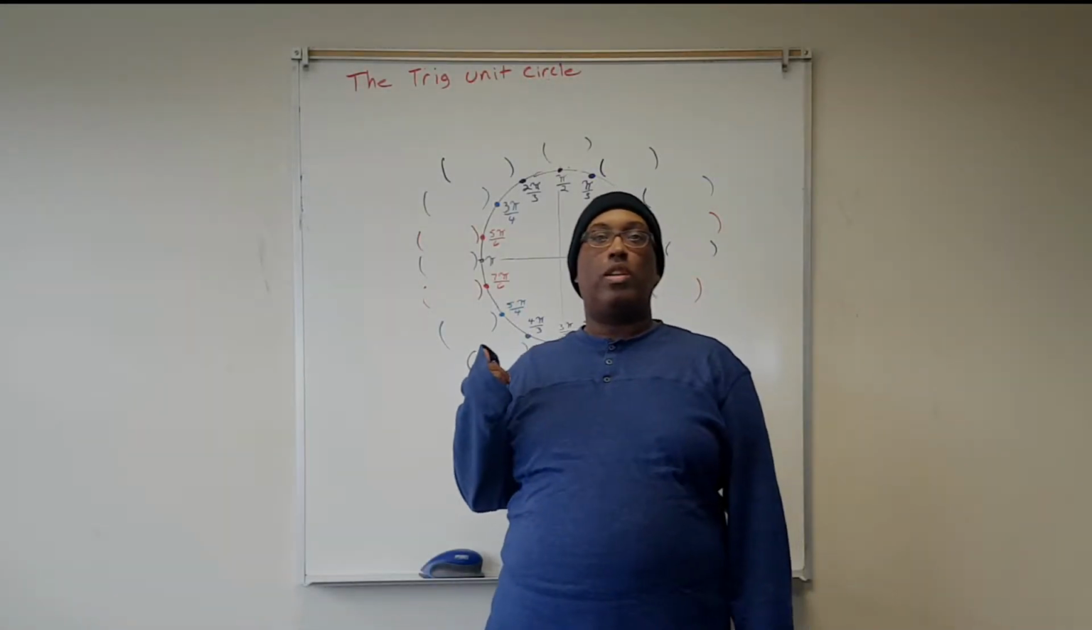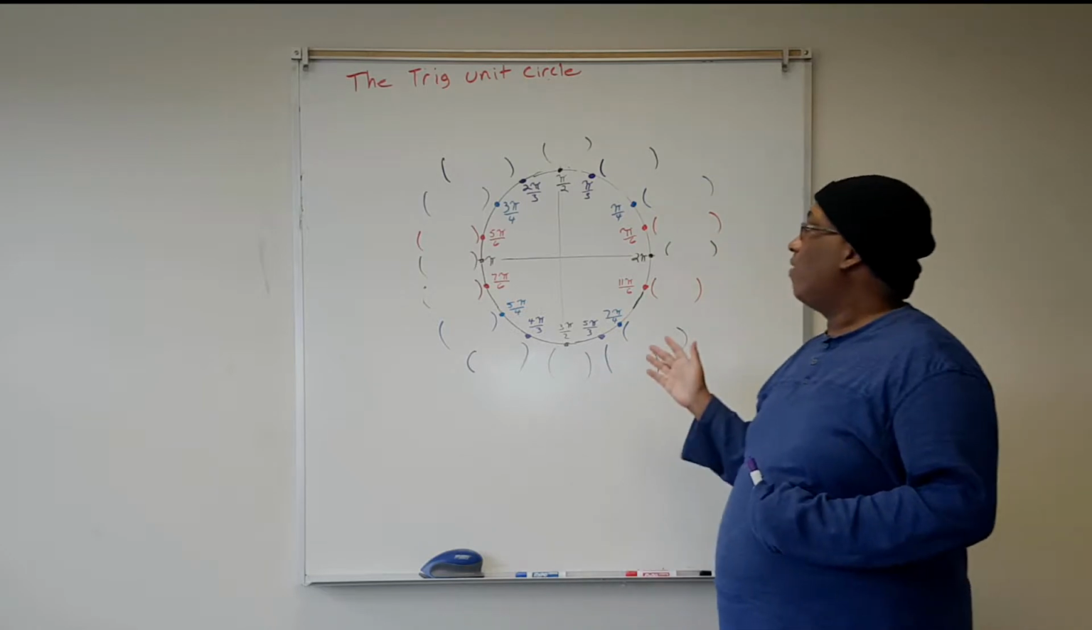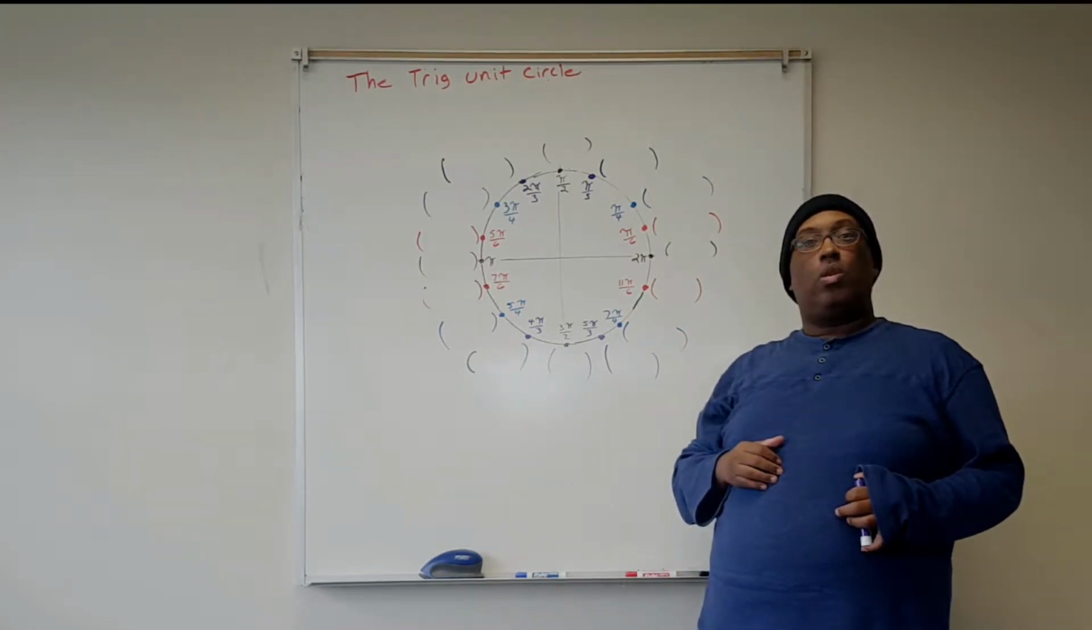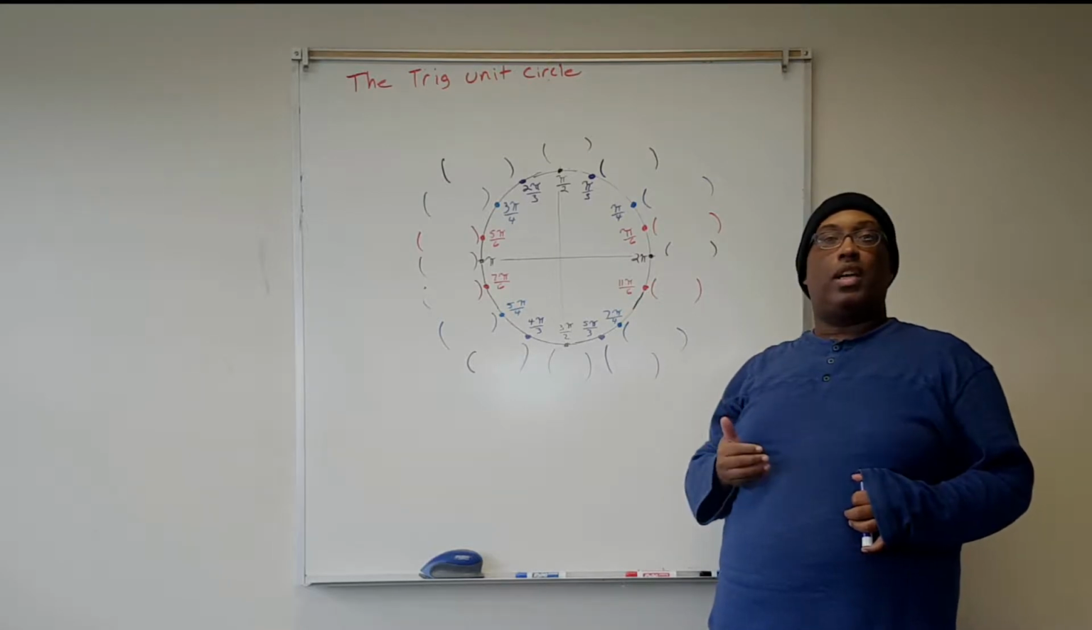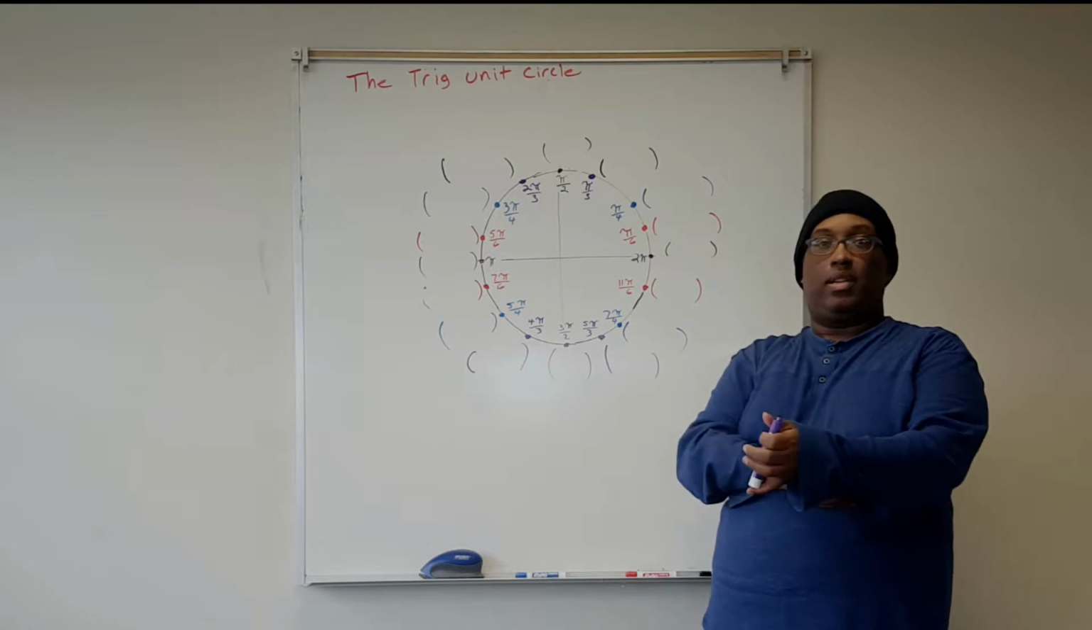Today we're going to go over the trig unit circle. So here I already have the radians laid out, and we're just going to go over the cosine and sine values for the given radian value of theta.